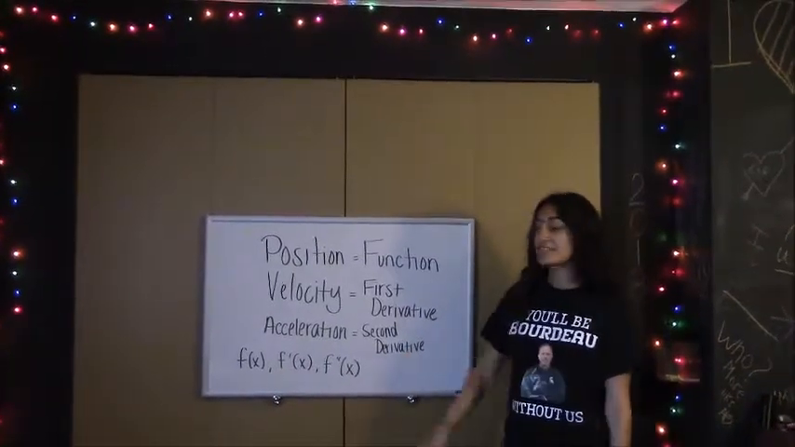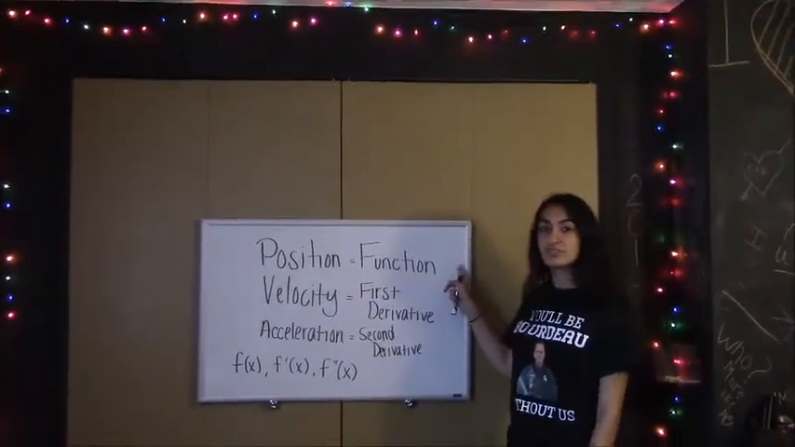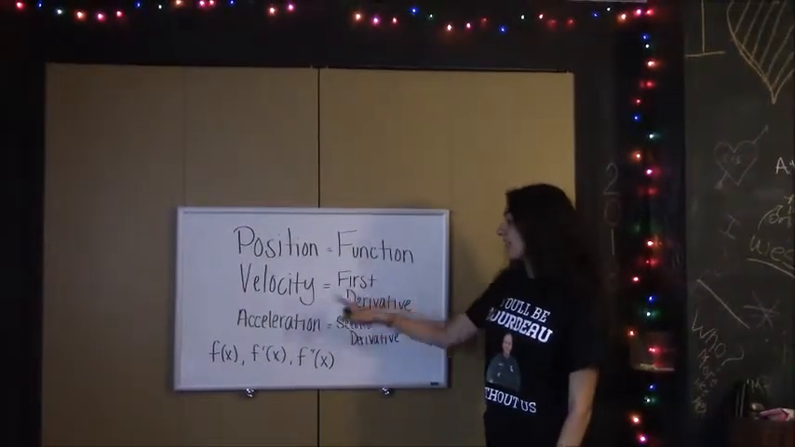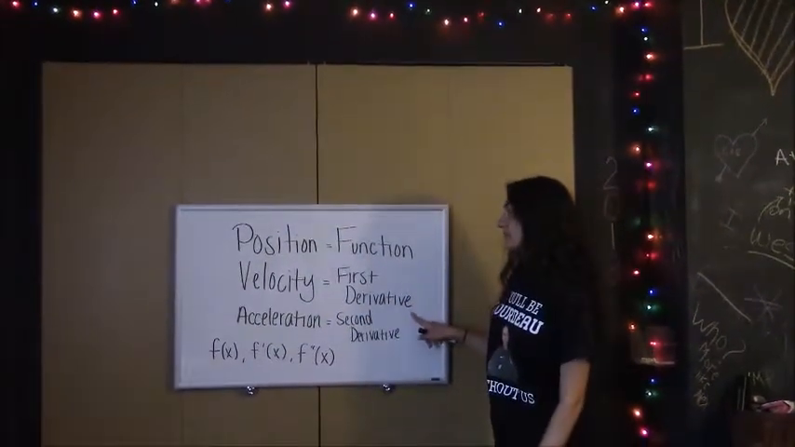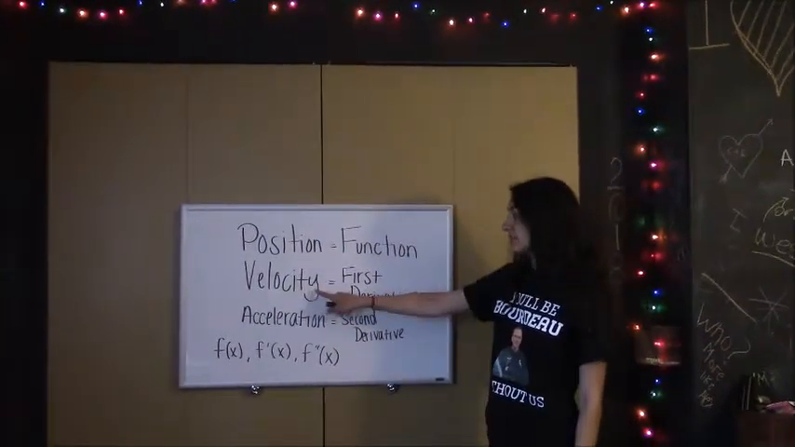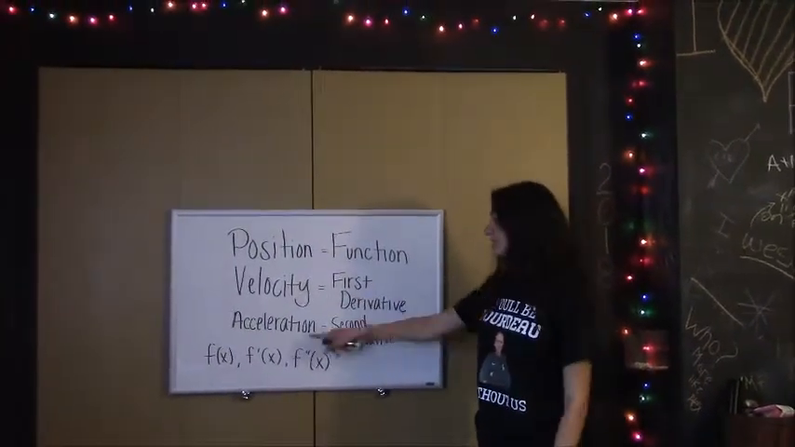Start off with the basics. First we have position, which is the initial function. Then we have velocity, which is the first derivative. And then you have acceleration, which is the second derivative. So once you start off with your function, you have to take the first derivative to get your velocity. Then you take the second derivative to get the acceleration.